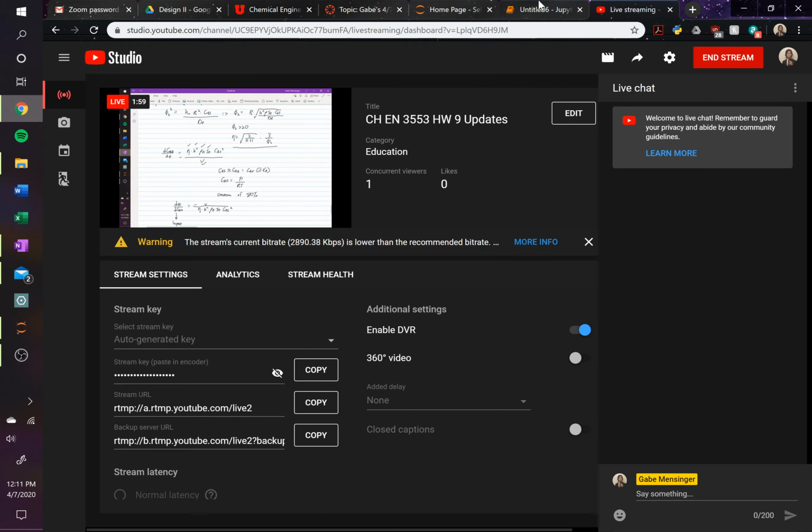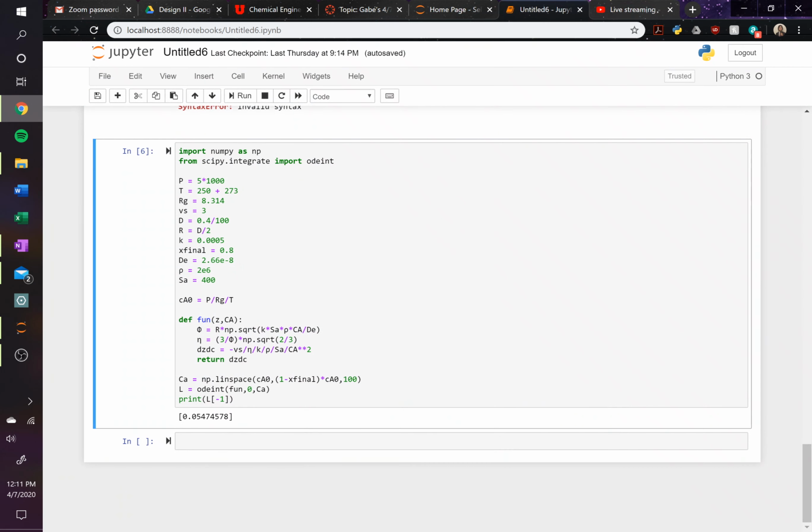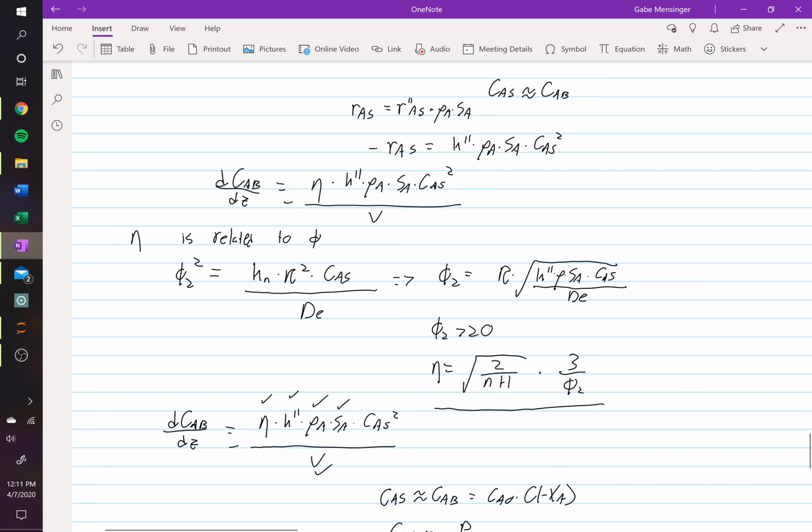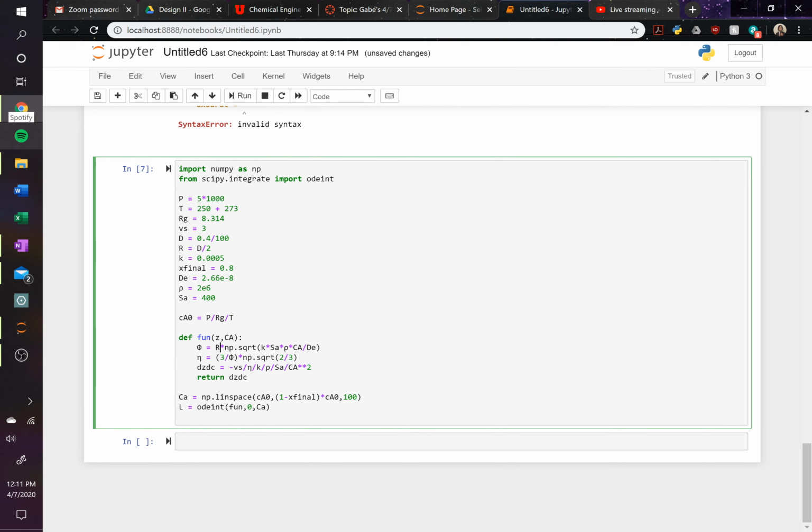And the main error, though, was in my code. So I went back and looked. All of this here is correct. So the Thiele modulus, as we said before, is a function of the concentration by this equation here. It will change as the concentration changes too.